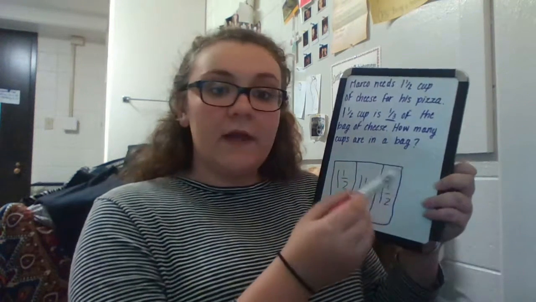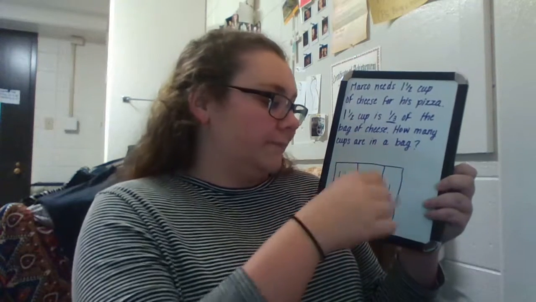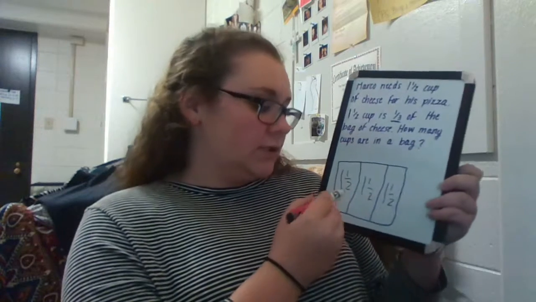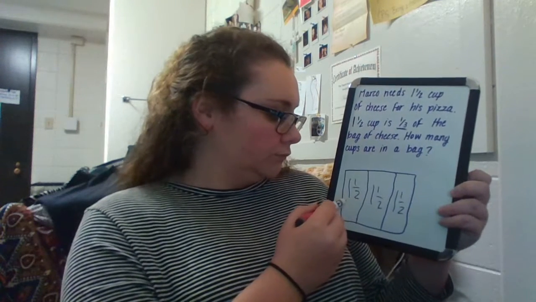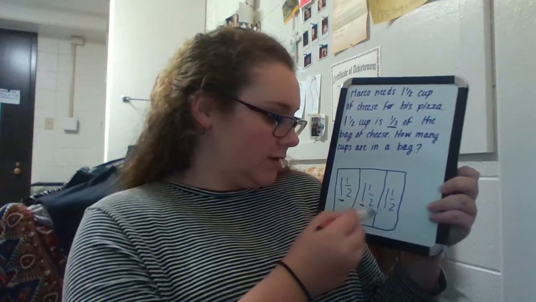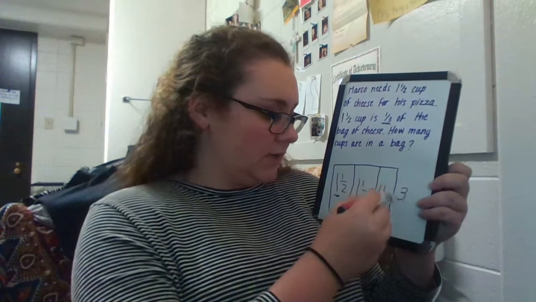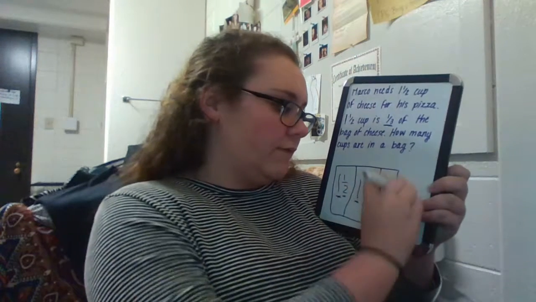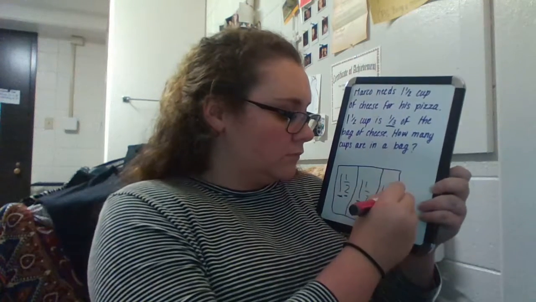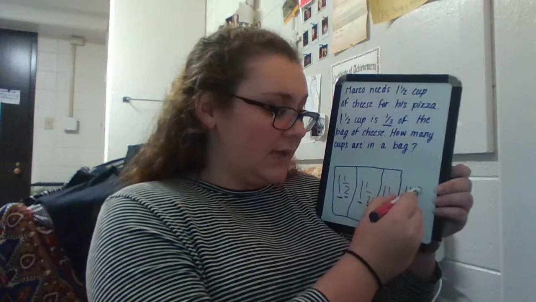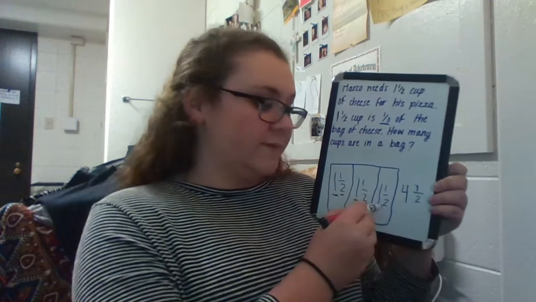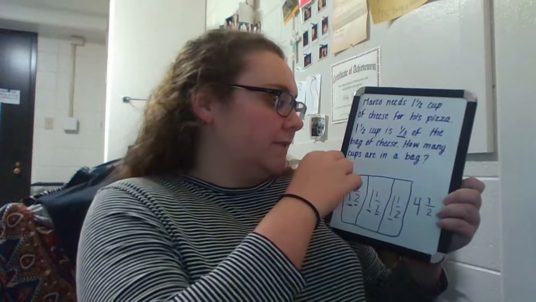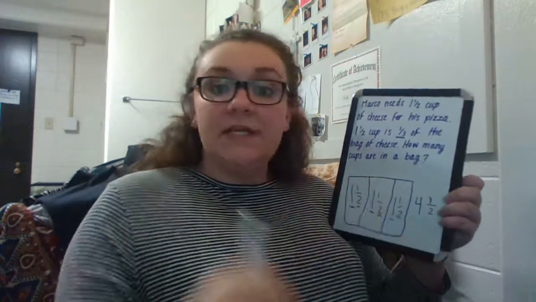So to figure out how many total cups of cheese are in one bag, we have to add these together. So 1 plus 1 plus 1 is 3, and 1/2 plus 1/2 is a whole, so 4, and 4.5 because we have this one left over. So there are 4.5 cups of cheese in the bag.